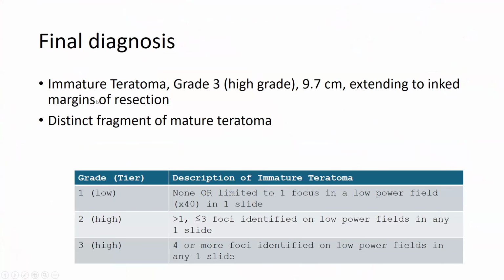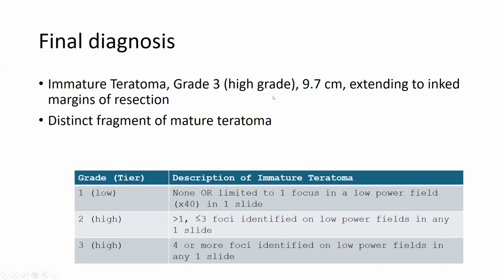So this was actually signed out as immature teratoma grade 3 or high grade at 9.7 centimeters, extending to the inked margins of resection, because you saw it, there's all a very thin little capsule at best in that lesion. And then obviously there are definitely areas of mature teratoma. So why does it matter? We have immature teratoma.